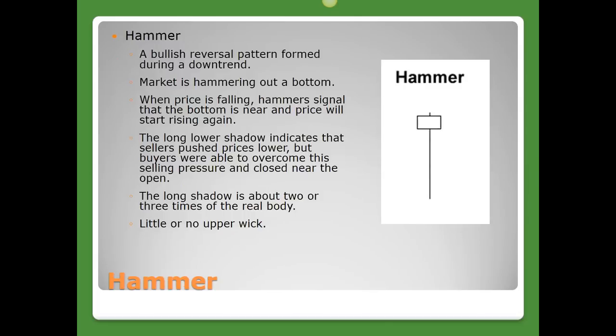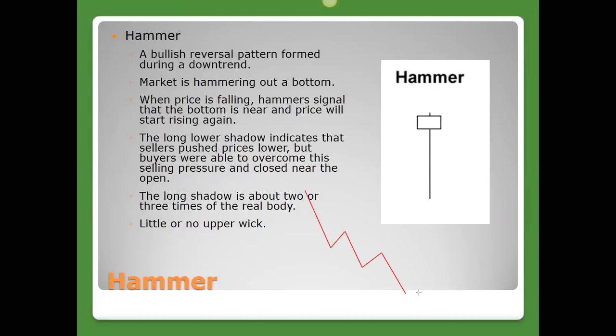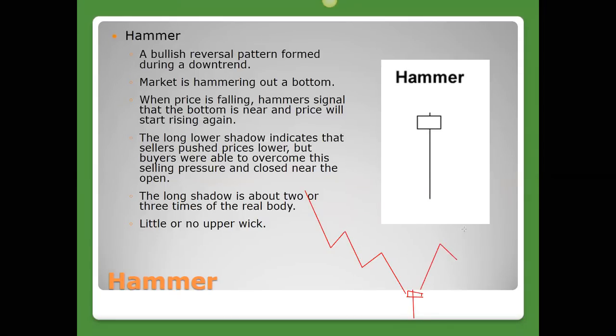The next one we'll take a look at will be a hammer. A hammer is a bullish reversal pattern, and this is formed at the bottom of a downtrend. So when the price is coming down, let's draw it out here. We'll have price coming down like this, and at the bottom you will get one of these candles, something that looks like this with the small body up here. And that generally means that the trend may be coming to an end.